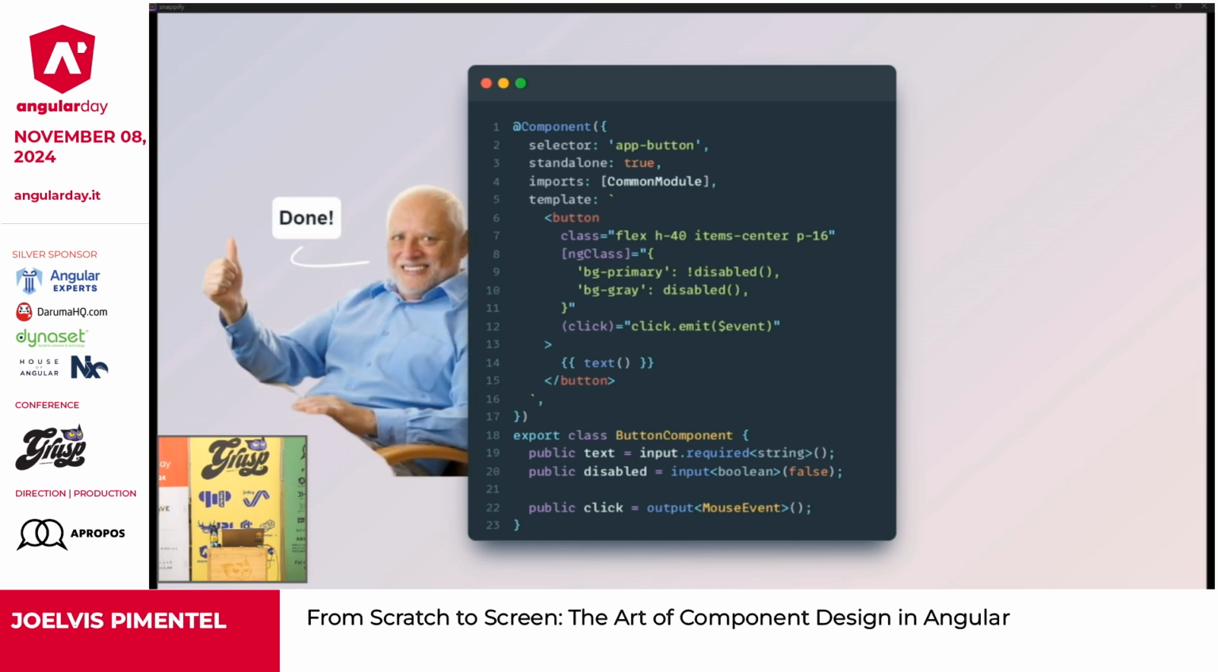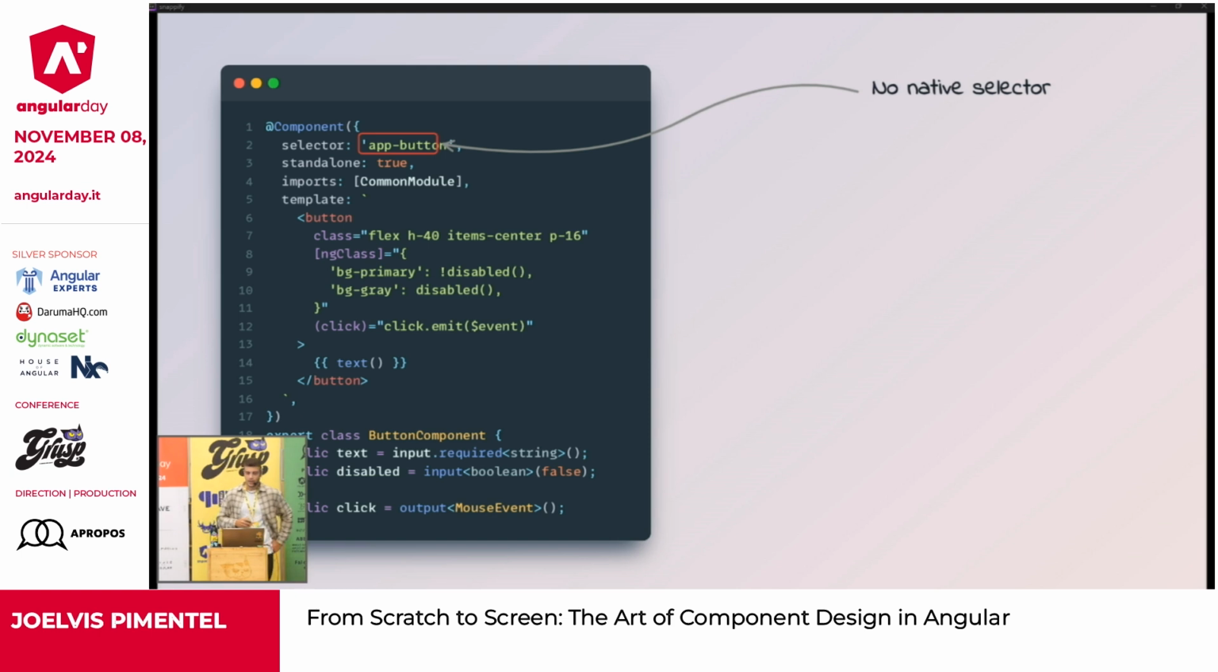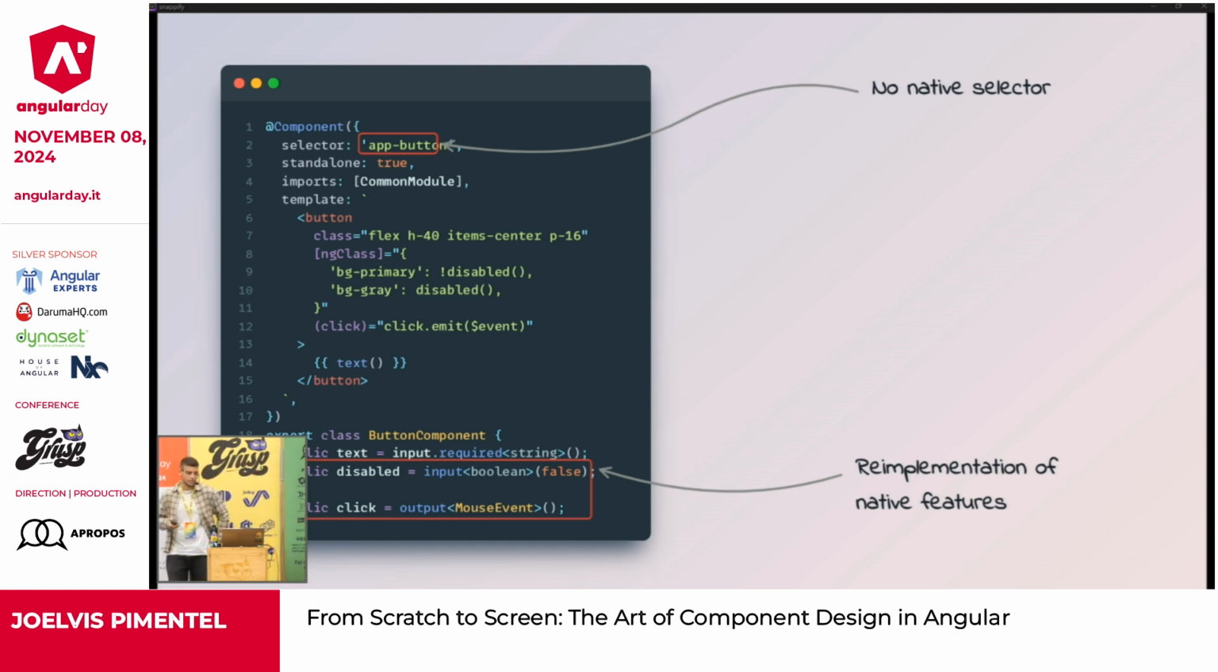Okay, so looks like Joseph is maybe a little bit nervous today, like me, but I think he messed up something here. Okay, let's see what is going on. First of all, he did use a custom selector for the button. This way, the browser will not recognize this button as a native button, and therefore Joseph needed to re-implement some of the native features that usually come along with the button.